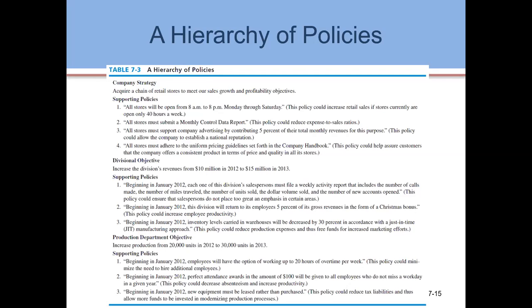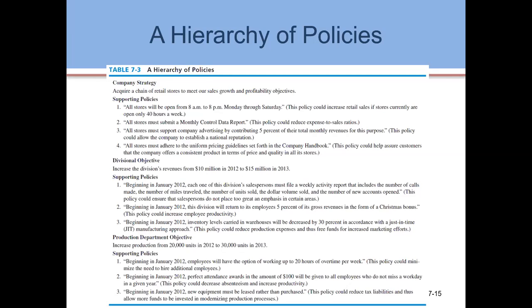And likewise, the fourth policy in relation with the company strategy can be that all stores must adhere to uniform pricing guidelines set forth in the company handbook. And the elaboration of this policy is that this policy could help assure customers that the company offers a consistent product in terms of price and quality in all of its stores.